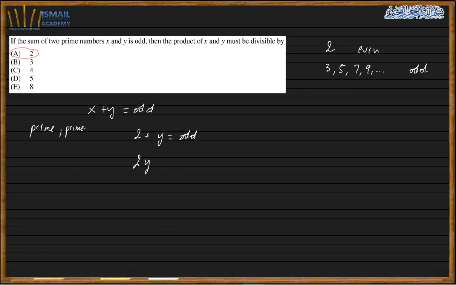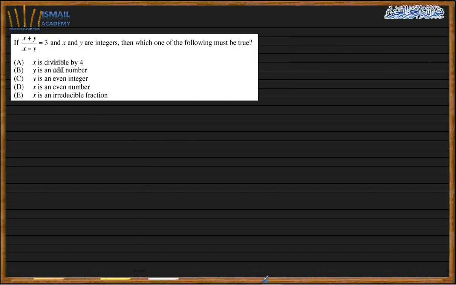Next question. So if (x plus y) over (x minus y) equals 3, and x and y are integers, which one is the following? X divisible by 4. But let me see what I can get from this statement. If I cross multiply by x minus y, I will have x plus y equal 3x minus 3y.